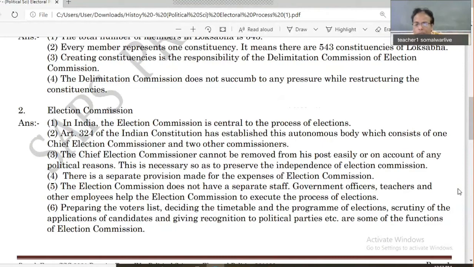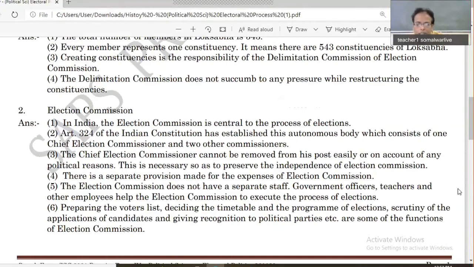Third point: the chief election commissioner cannot be removed from his post easily or on account of any political reason. Suppose this is the BJP government and they do not like the chief election commissioner, so they just remove him from his office and employ another one of their choice, or the next government that comes does the same. But it's not like that. There is a strict procedure that needs to be followed to remove the chief election commissioner from his office.